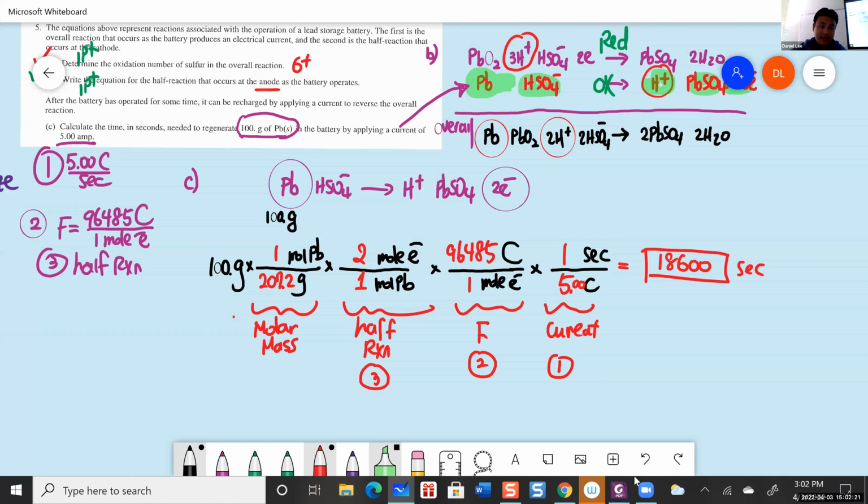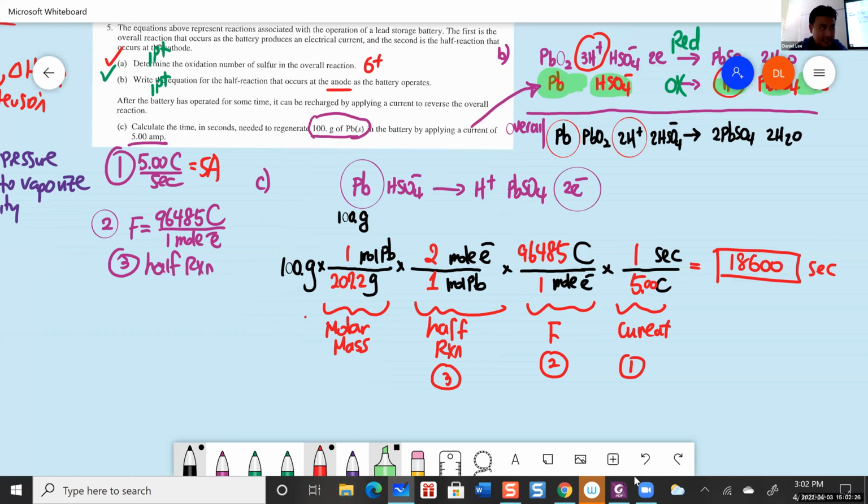You just have to understand that 5 amperes means 5 coulombs per every second. Coulombs to mole, you need Faraday's constant, moles of electron. And moles of electron to lead, you need half reaction. Using those 3 things, you can do very good stoichiometry.